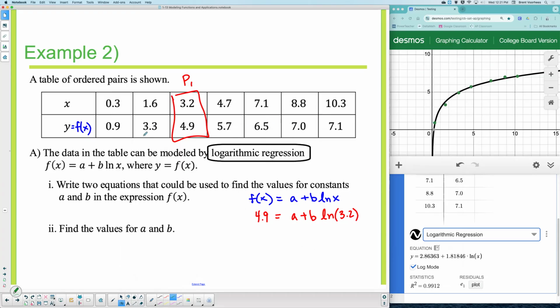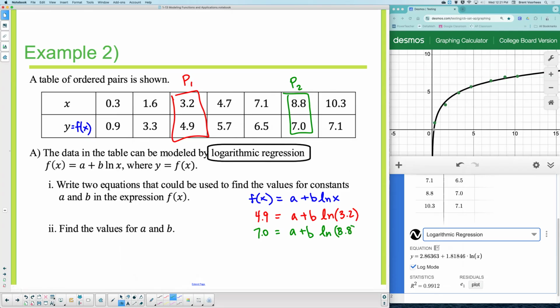Which one do y'all want to choose for a second point? Again, it doesn't matter. 8.8. Let's use this as point 2. Again, it doesn't matter what you choose. You just have to pick a couple here. So I'm going to plug this in. The f of x value is 7. We don't know a and b. The calculator's already found it for us, but we know this is 8.8.